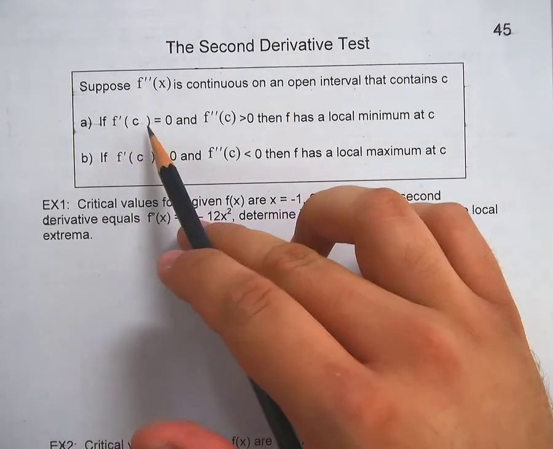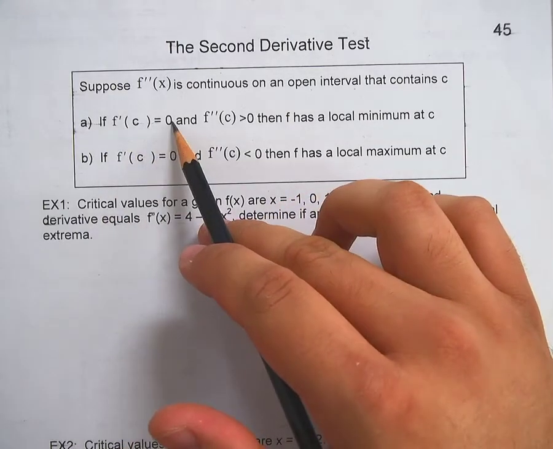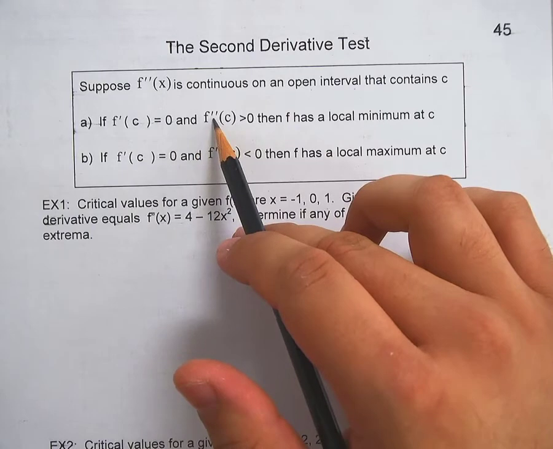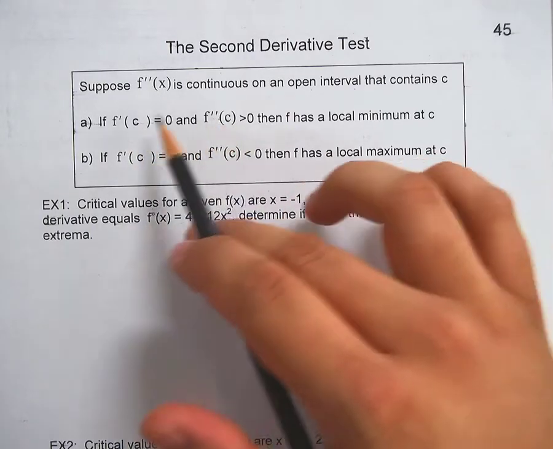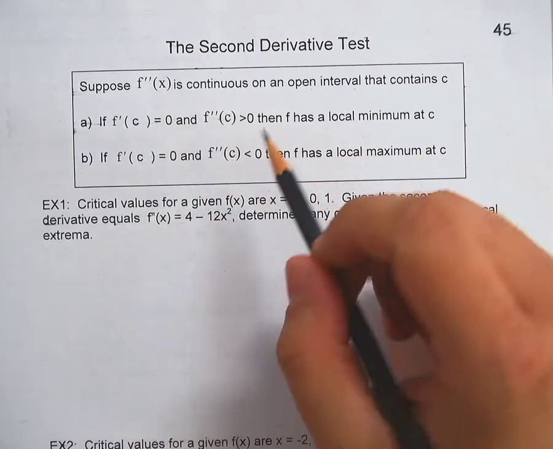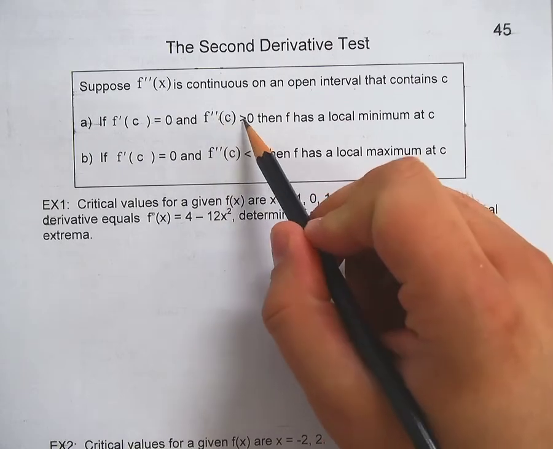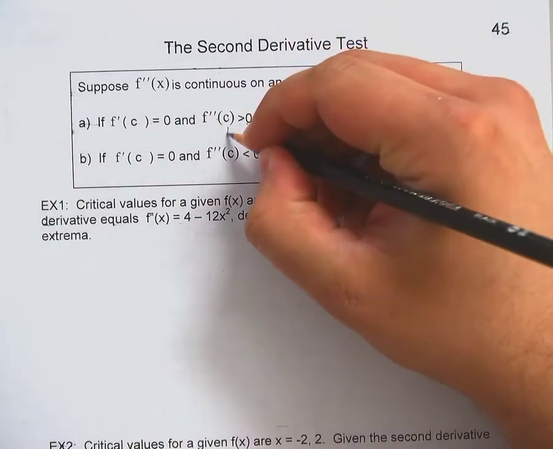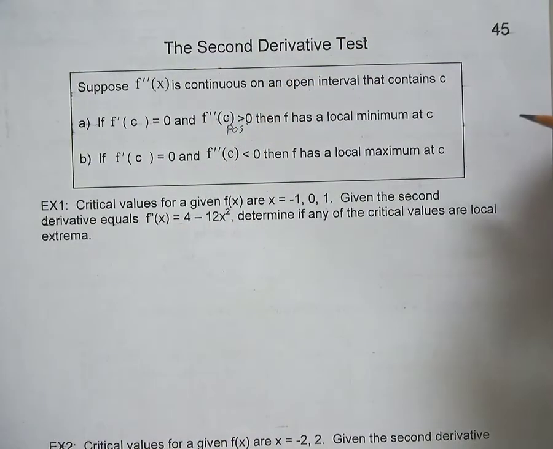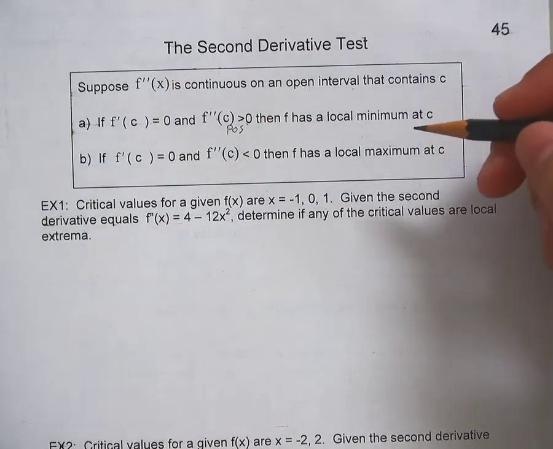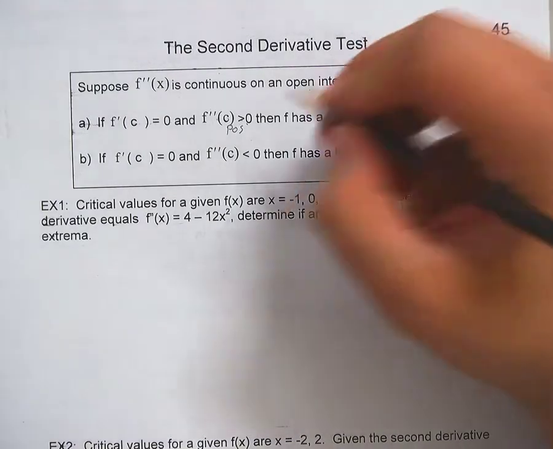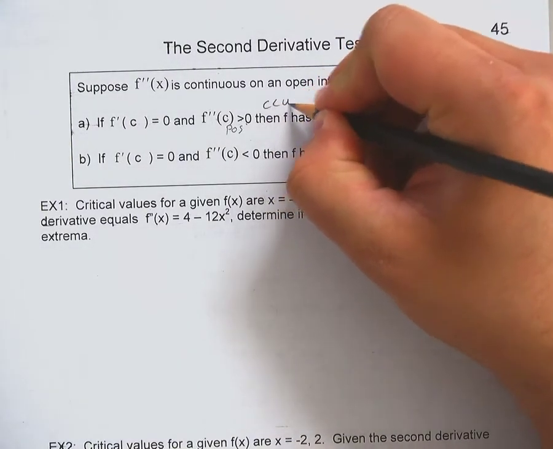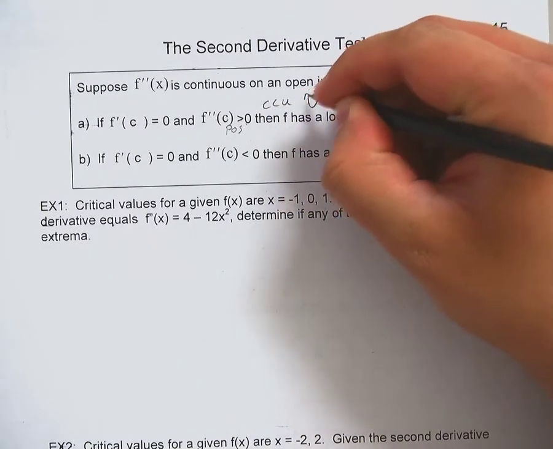If the first derivative is 0 and the second derivative at that same value, see, this is c here, is greater than 0, meaning positive, then it has a local minimum because it's concave up, right? CCU, concave up.